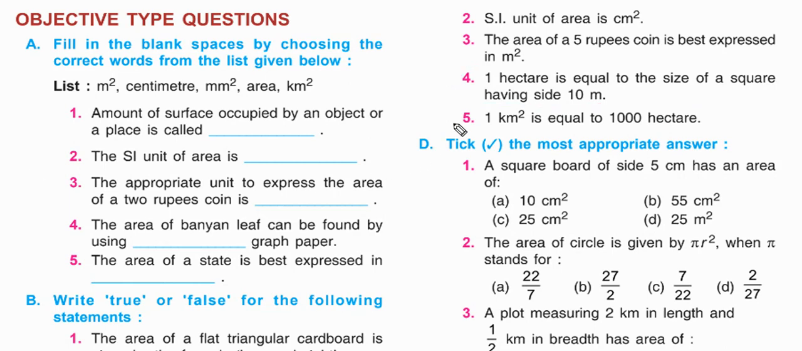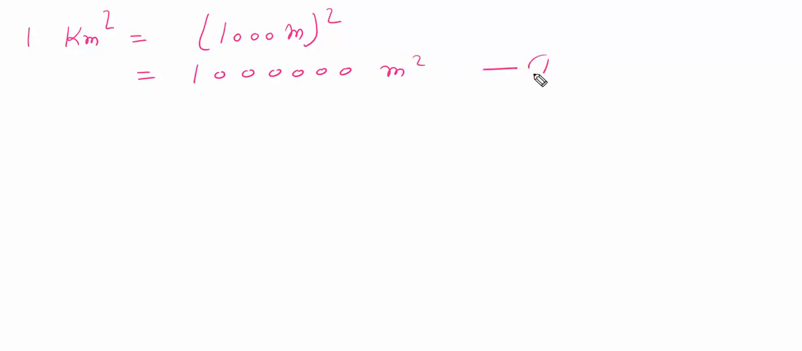Now 1 kilometer square is equal to 1000 hectare. Beta ji, we will check that 1 kilometer square, so beta 1 kilometer is equal to 1000 meter. So beta, 1 kilometer square is 1 2 3 4 5 6 zeros meter square, and 1 hectare is equal to 10,000 meter square.